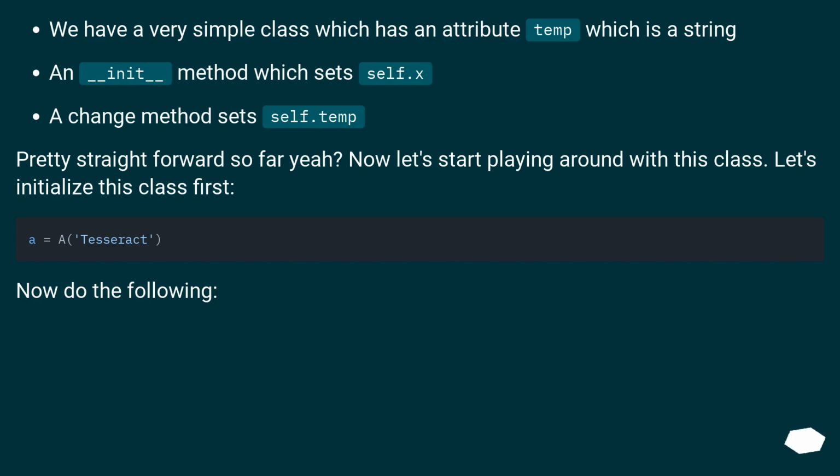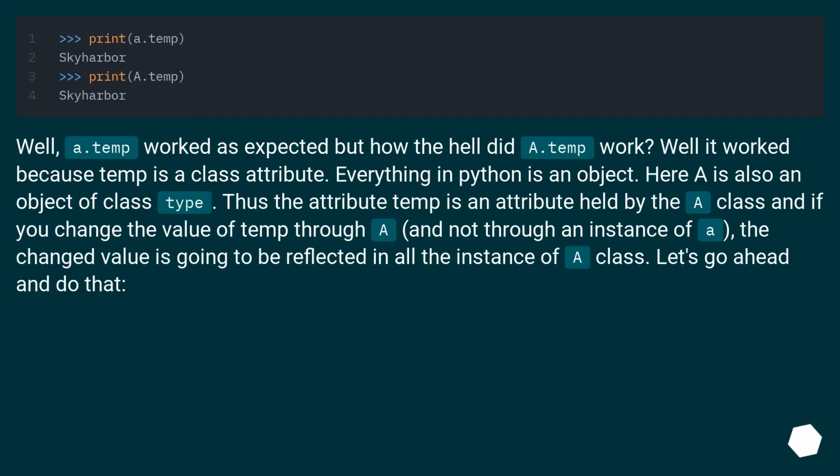Now let's start playing around with this class. Let's initialize this class first. Now do the following. Well, a.temp worked as expected, but how did b.temp work? Well, it worked because temp is a class attribute.